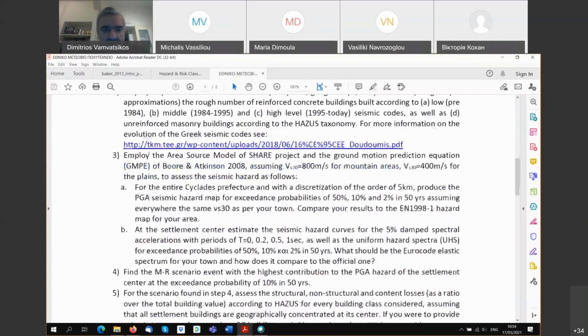Now, here's where the interesting stuff comes in. You employ the area source model of SHARE. And I have to explain a little bit. Remember logic trees? We've said a few things about that. There are multiple models and you can use multiple models. You can use discrete fault, smooth seismicity, area source. The easiest one to use is probably the area source. That's why we gave it to everybody.